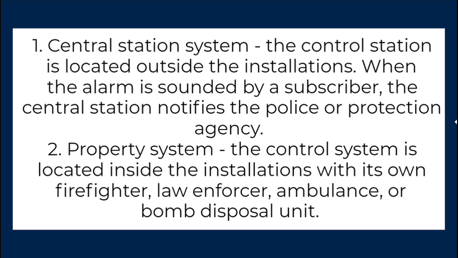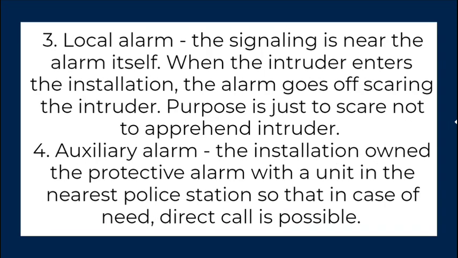2. Property System. The control system is located inside the installations with its own firefighter, law enforcer, ambulance, or bomb disposal unit. 3. Local Alarm. The signaling is near the alarm itself. When the intruder enters the installation, the alarm goes off, scaring the intruder. Purpose is just to scare, not to apprehend the intruder.